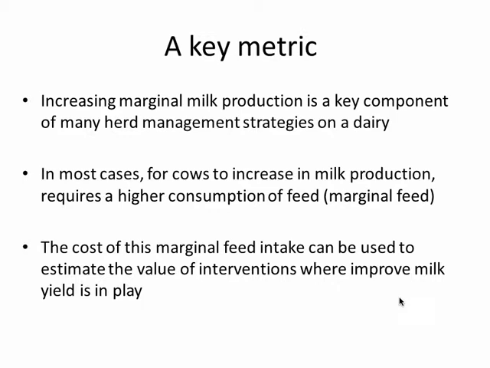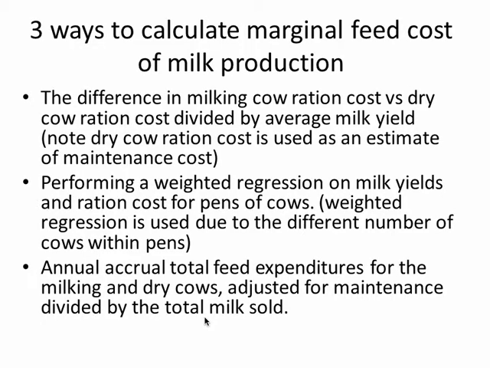The cost of this marginal feed intake can then be used to estimate the value of interventions where improved milk yield is in play. Now there are 3 basic ways that one can calculate marginal feed cost of milk production. Perhaps the simplest is to look at the difference in milking cow ration costs versus dry cow ration costs, taking a difference between those and dividing that by the average milk yield.